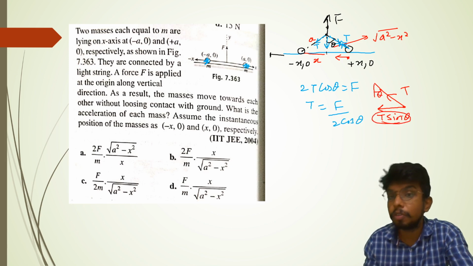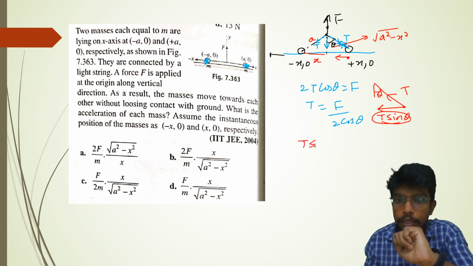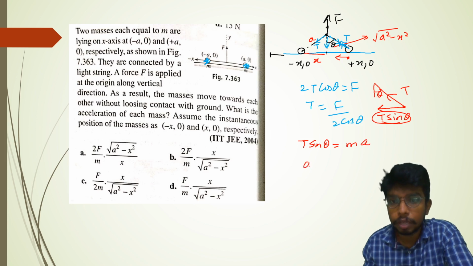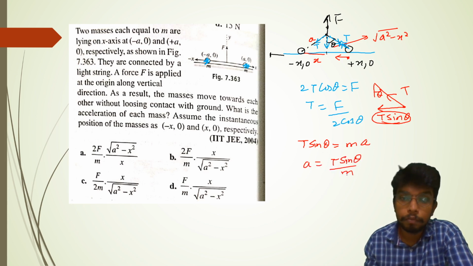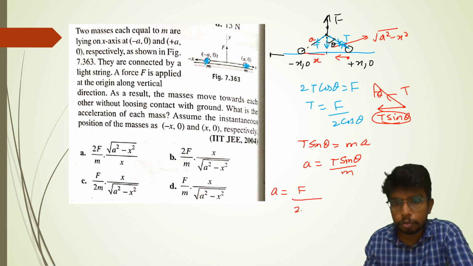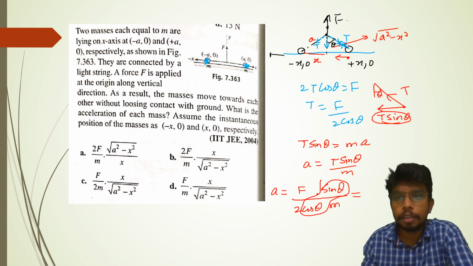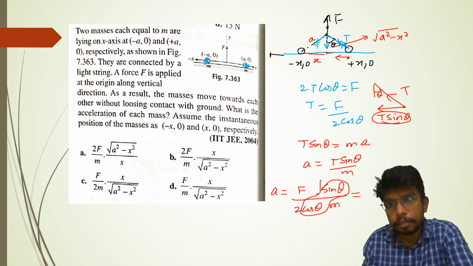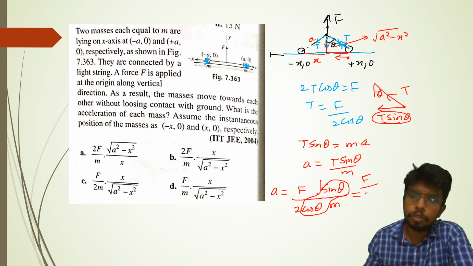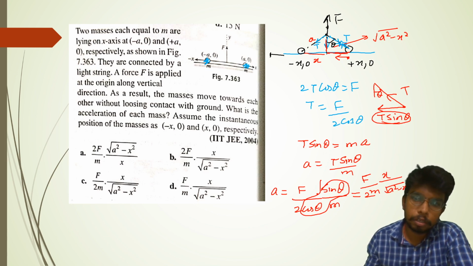Now T sine theta is responsible for the movement of the mass, so T sine theta is nothing but mass times acceleration. So acceleration will come out to be T sine theta over m. We have T, so acceleration will be F over 2 cos theta times sine theta by m. This is going to be tan theta, and tan theta from the triangle is perpendicular upon base, that is x over root a square minus x square. So effectively I'll get F over 2m times x over root a square minus x square. This is the correct option.